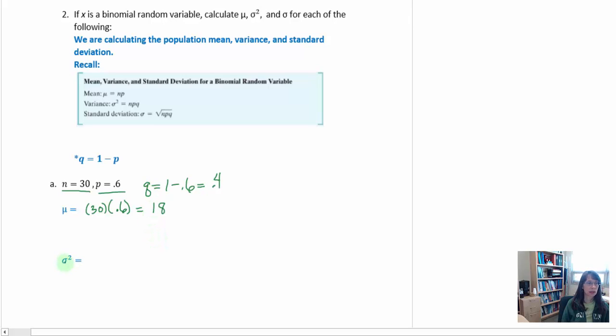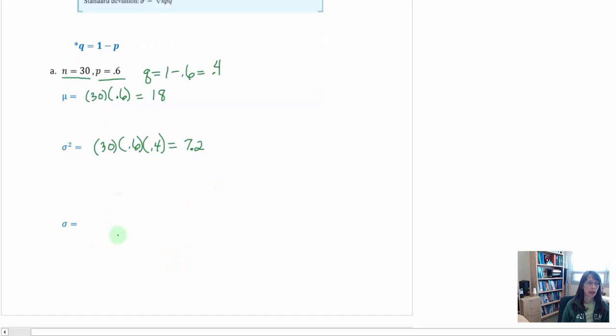Next, we'll find the variance. The variance is found by taking n times p times q, which will equal 7.2. And now we can find the standard deviation. So if we know that sigma squared is equal to 7.2, to calculate sigma, we're taking the square root of 7.2. So that gives us 2.683, and there we have our standard deviation.